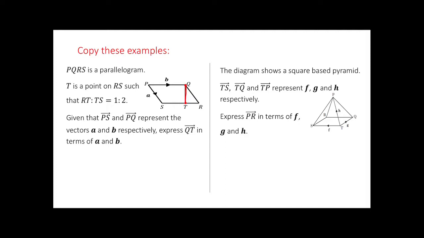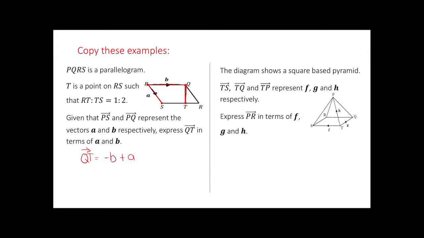So look at what you know about this. We know that if we went from Q to P, we would be travelling backwards on B. So start off for Q to T. First thing we're going to do is travel backwards on B, which would be negative B. We could then go from P down to S. So to get from P to S, we're travelling along A. So we're adding on A.